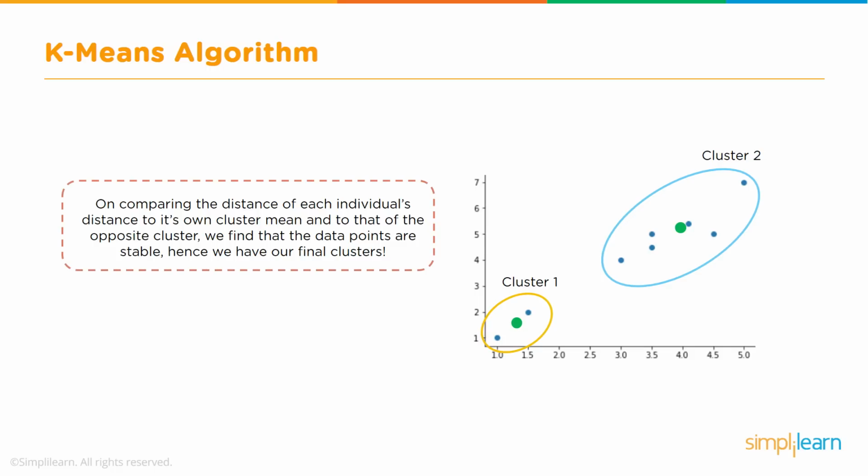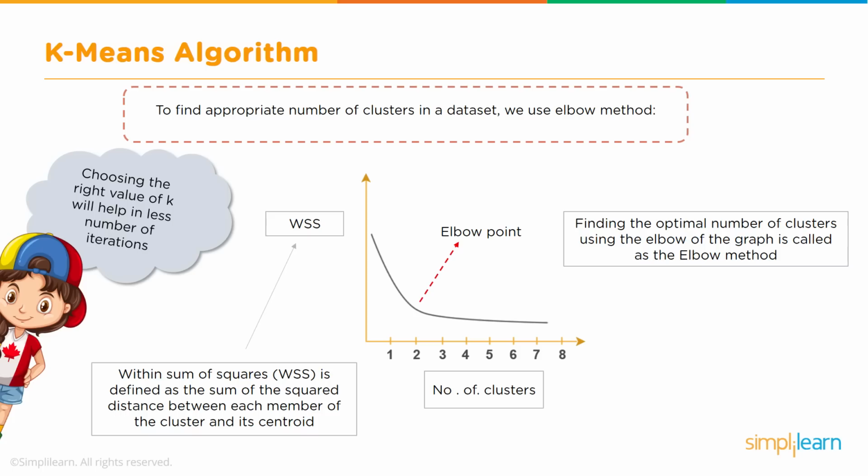Now, if you remember, I brought up a concept earlier on the k-means algorithm. Choosing the right value of k will help in a lesser number of iterations. And to find the appropriate number of clusters in a data set, we use the elbow method. Within sum of squares, WSS, is defined as the sum of the squared distance between each member of the cluster and its centroid. So what we've done here is we have the number of clusters, and as you run the same k-means algorithm over the different numbers of clusters and calculate what that centroid looks like, you can find the optimal number of clusters using the elbow. The graph is called the elbow method.